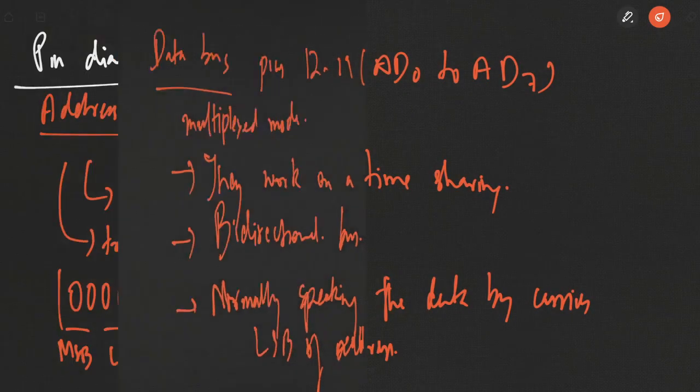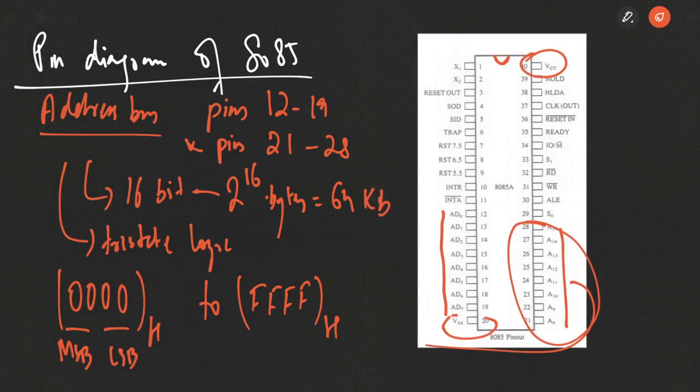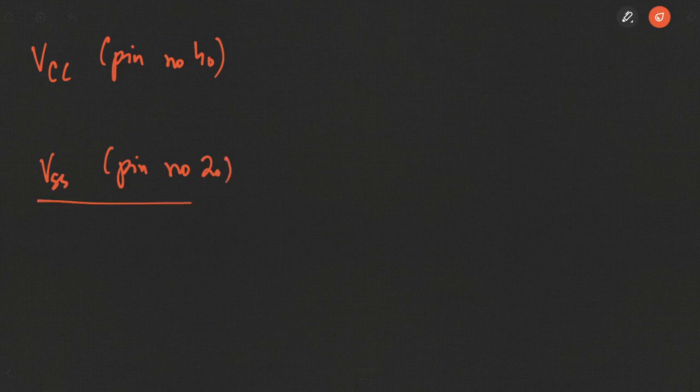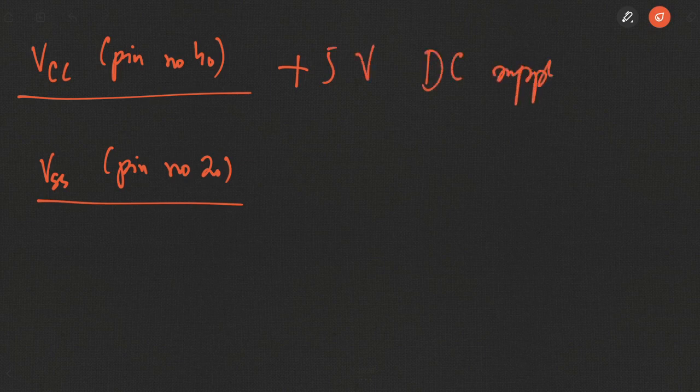Then we have pin number 40 and pin number 20, VCC and VSS. VCC, pin number 40, VSS, pin number 20. As far as these two pins go, VCC is the pin where we apply the plus 5 volt DC supply to the microprocessor, and VSS is the ground reference. So this is about two more pins, VCC and VSS. One will be used to supply the 5 volt DC supply, and the other one will be acting as the ground reference.